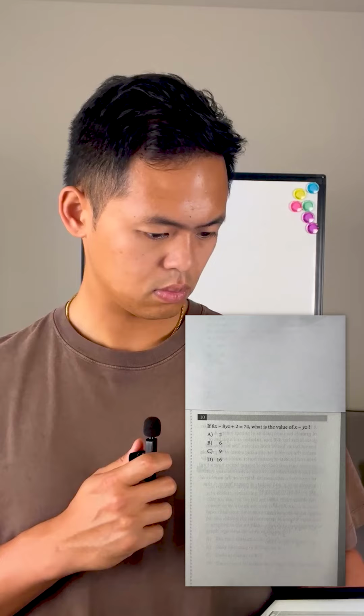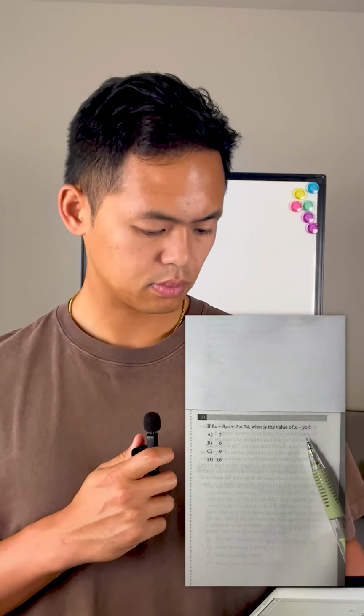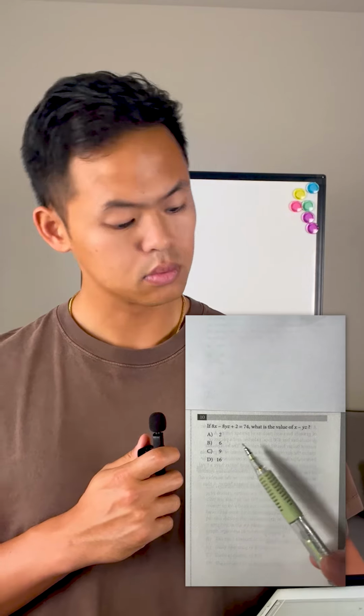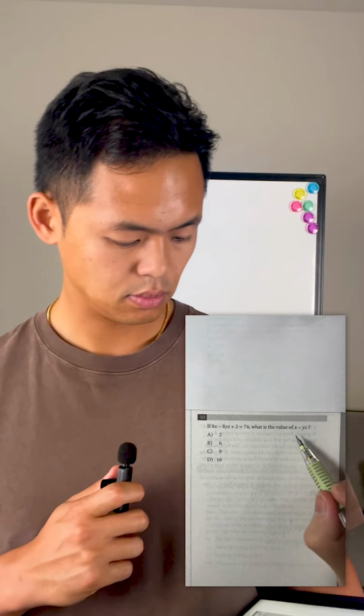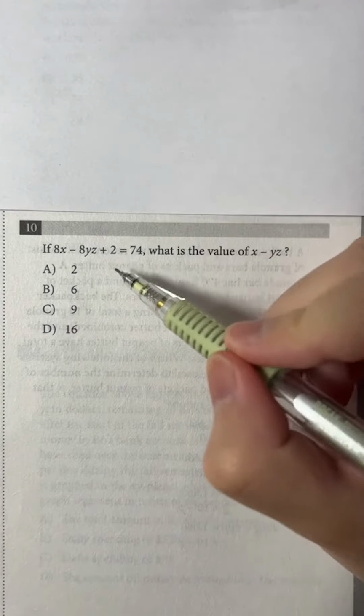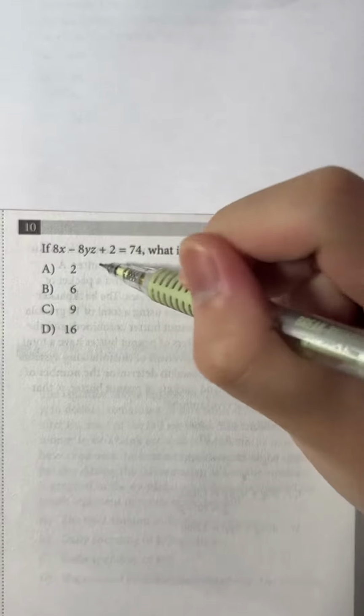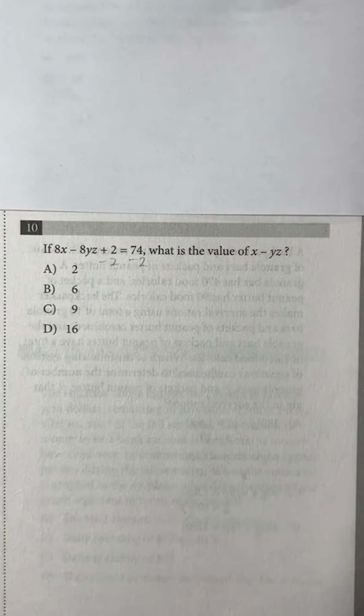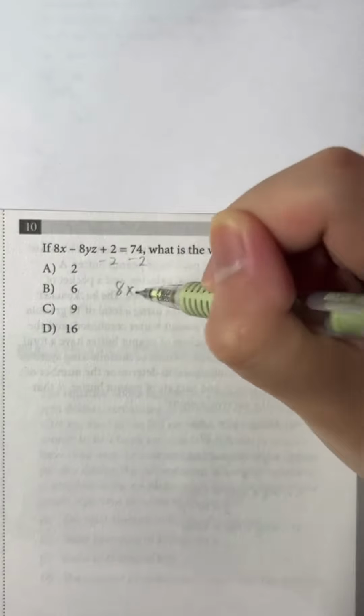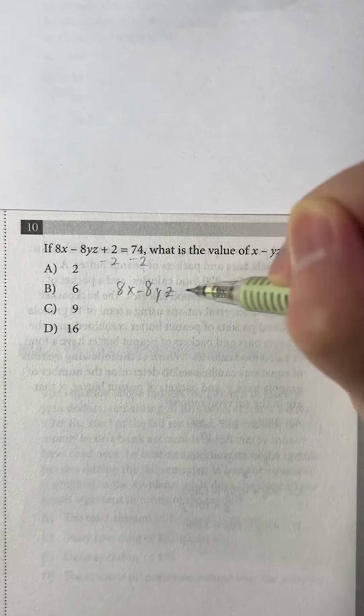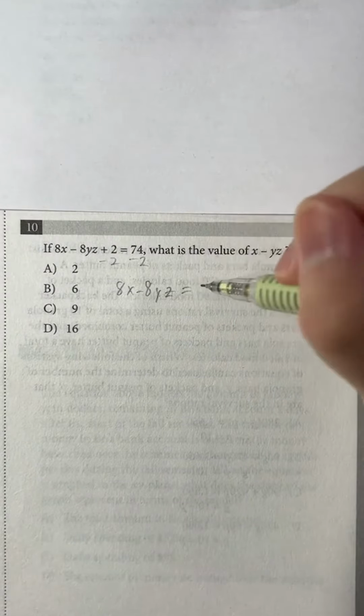Okay, so basically instead of solving for each of these variables, which is kind of impossible in this equation, what we can do is just try to isolate this. So what we can do first is get rid of the 2 by subtracting it from both sides. And that'll give us 8x minus 8yz equals 74 minus 2, which is 72.